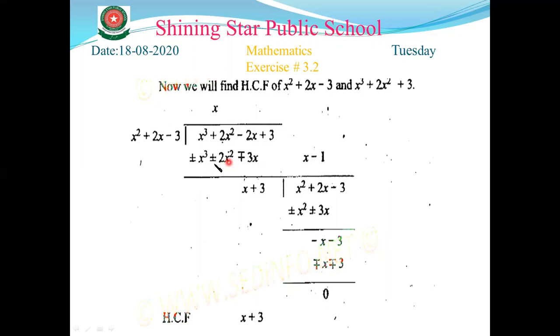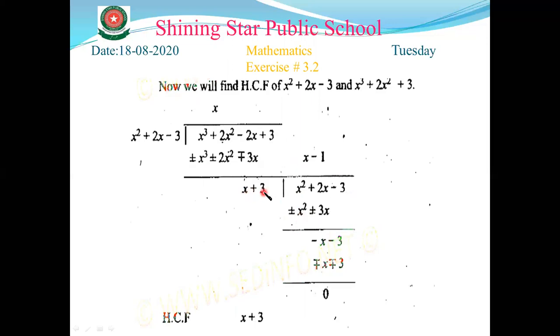Now change the signs. Plus x cube changes into minus, plus 2x square changes into minus, minus changes into plus. Now the first two terms are cancelled. Here is x plus 3. Now x plus 3 is smaller. So x square plus 2x minus 3 goes inside, and we can divide with the help of the divisor x plus 3. Now we multiply x with x, so it becomes x square and 3x. Change the signs. X square cancels. Minus x minus 3.